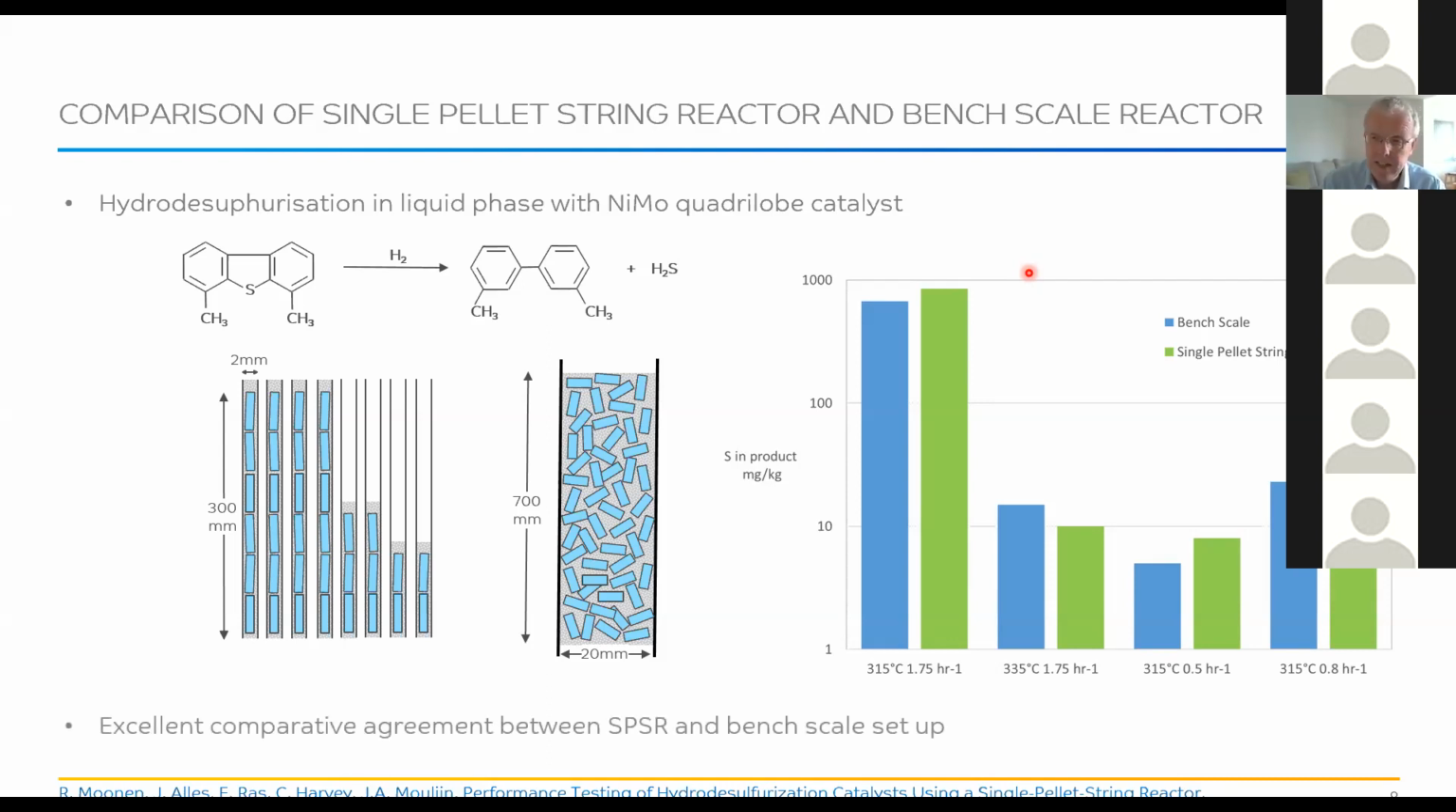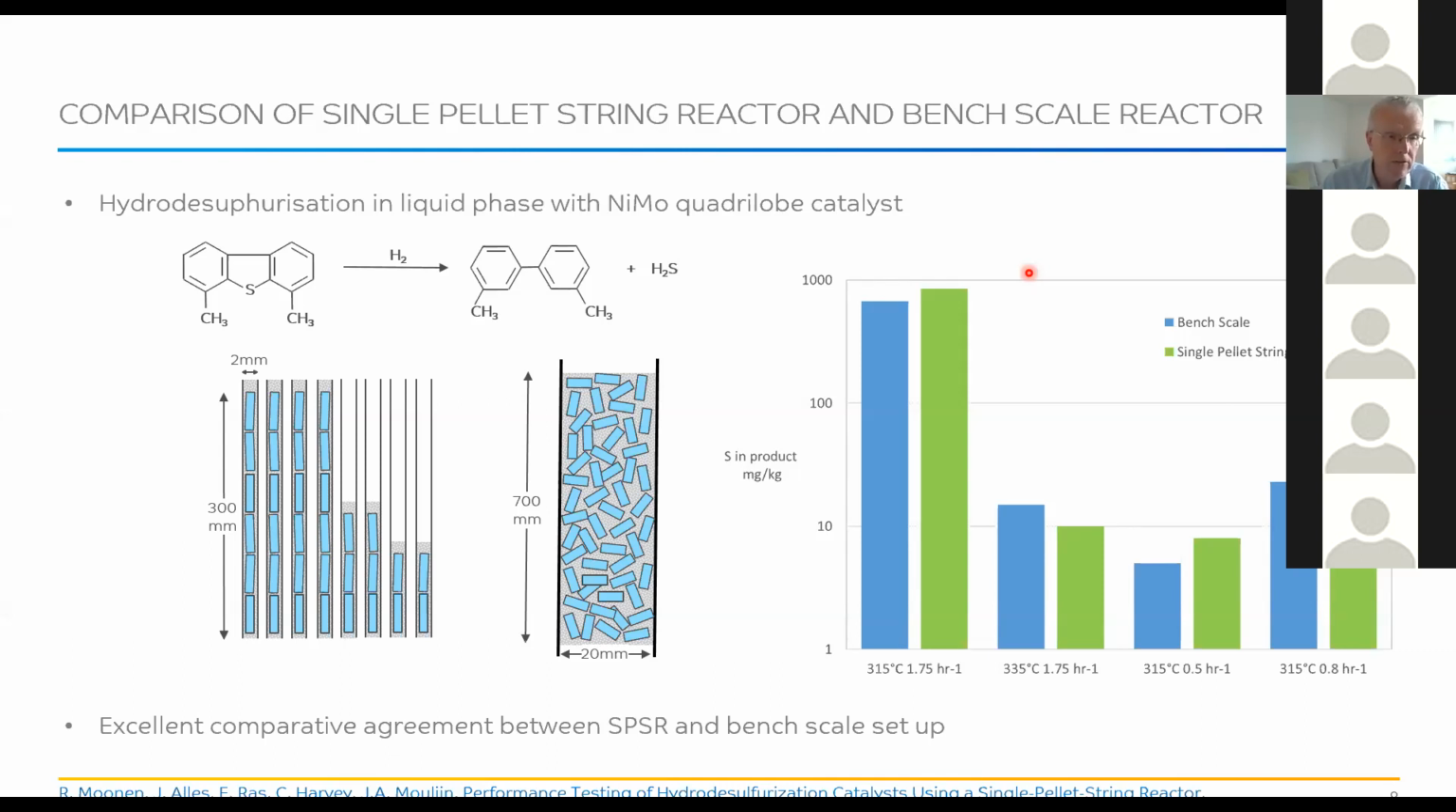Basically what they're saying is that in their work, they can do the work either in a packed bed, which might have had a couple of 100 grams of catalyst in it, versus an experiment in a pellet string reactor where you might have only had 3 or 4 grams of catalyst. So you can imagine the single pellet string reactor is a much smaller scale, but you can get comparative data with a relatively small number of catalyst particles compared to a conventional packed bed.